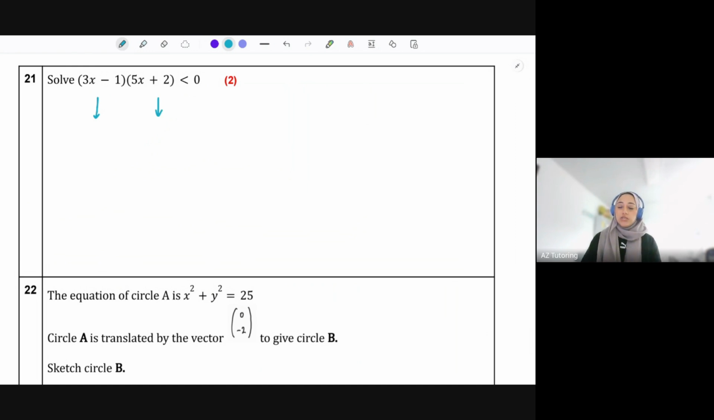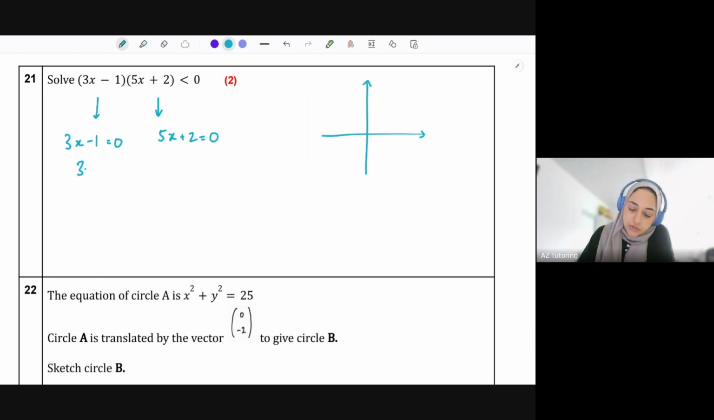Remember, with quadratic inequalities, we always have to draw the graph. I know this is a U-shaped graph because 3x times 5x is 15x squared, so it's a positive x squared, so it's a U-shaped graph. I just need to find where it crosses the x axis, so I can figure out where the inequality is. So all I'm doing is making 3x minus 1 equal to 0 and 5x plus 2 equal to 0, and I'm solving each of these equations. So 3x equals 1, x equals 1 over 3. Let's do the second one. 5x equals minus 2, so x equals minus 2 over 5. So they're my 2 coordinates.